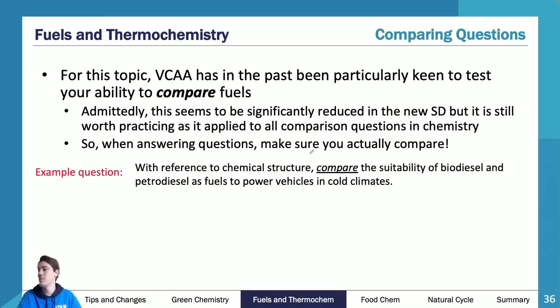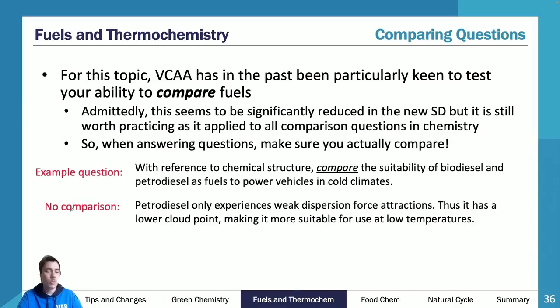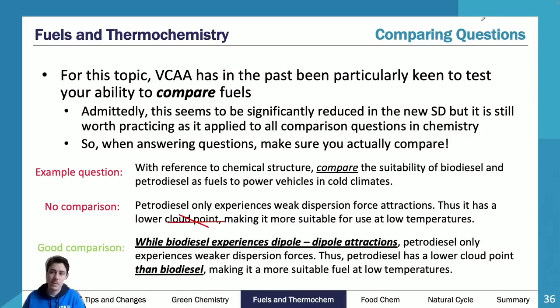So, the example here is they want you to talk about the suitability of biodiesel versus petrodiesel as a fuel in cold climates. This would be a terrible response, and this being a 2-mark question, it might get you 1. Might. It says petrodiesel only experiences weak dispersion force attractions, thus it has a low cloud point, making it more suitable to use at room temperature. Now, don't worry about cloud point, that's not part of the study design anymore, but I just want you to understand that this just doesn't discuss anything to do with biodiesel. Where is the mention of biodiesel? There's no mention of biodiesel, whereas this one here mentions both.